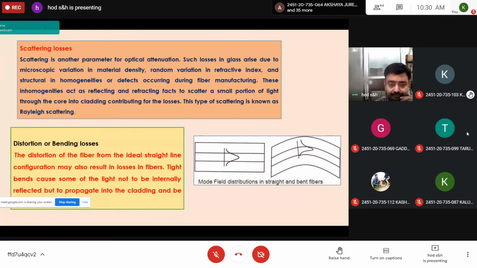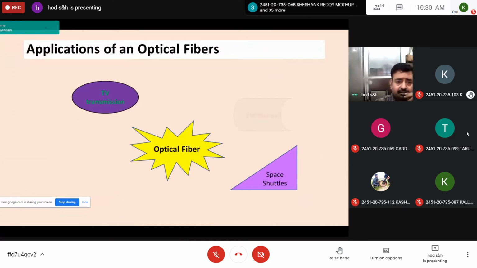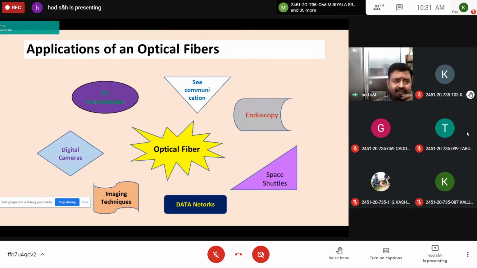And finally, you have the applications of optical fibers. There are many applications. In television transmission, all these Hathway, Jio, whatever, it is based on optical fiber communication. So television transmission for entertainment, we use optical fiber. Even for data, and digital cameras, optical fibers are used. And imaging techniques for 3D animations and three-dimensional imaging of objects use optical fiber communication, because of the many advantages: low cost, no electromagnetic interference, and it works on a simple principle.